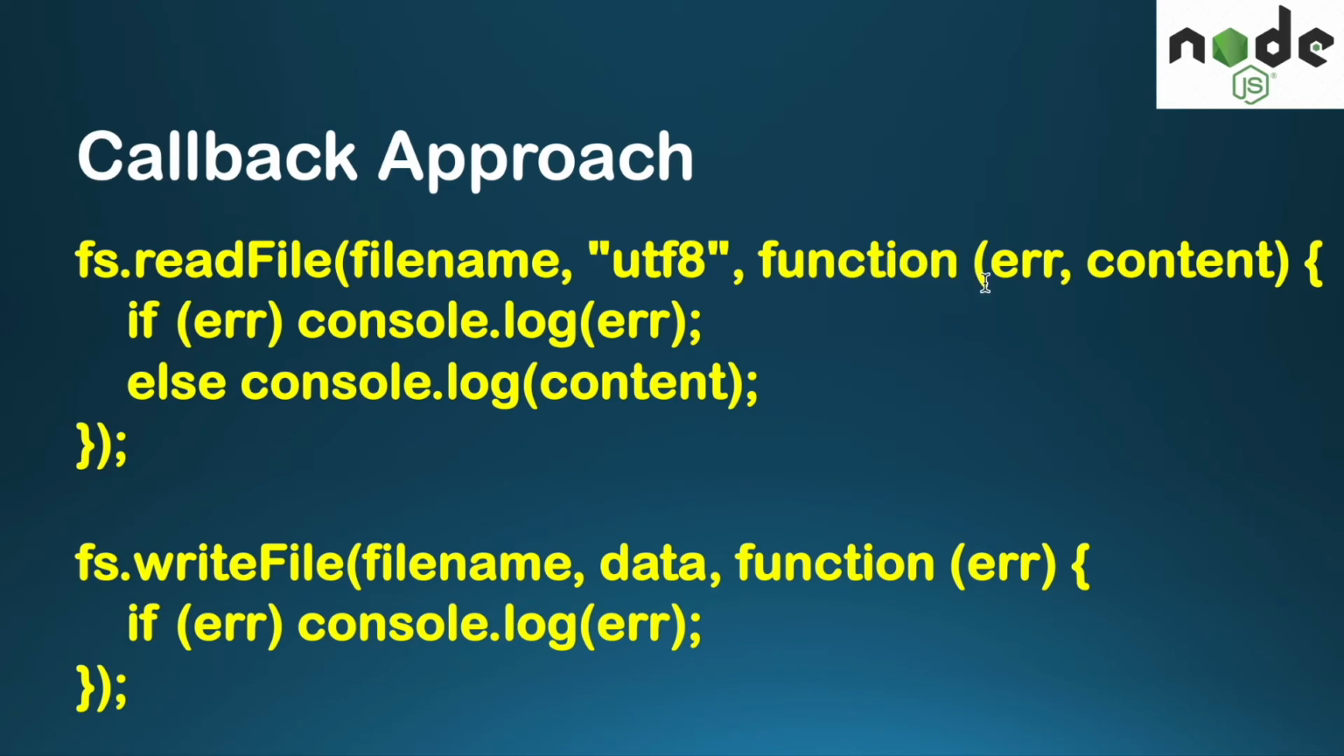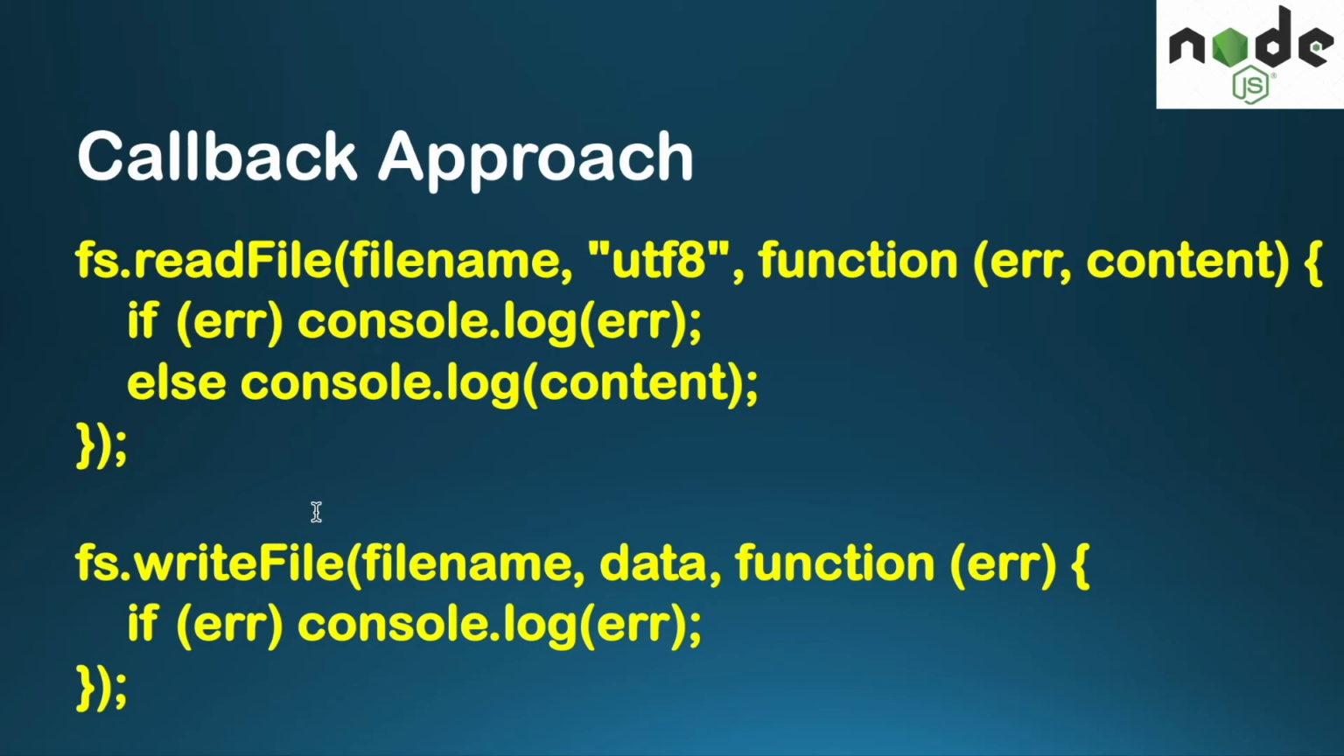So you can see function. It takes two parameters, err and content. Because we are reading a file, all the data that we read will come in content. And the first argument to this callback function is an error. So if error, console.log error. So we are logging it onto the console, else we know the read file was successful, we can log the content. So this is how the callback approach is being used here.